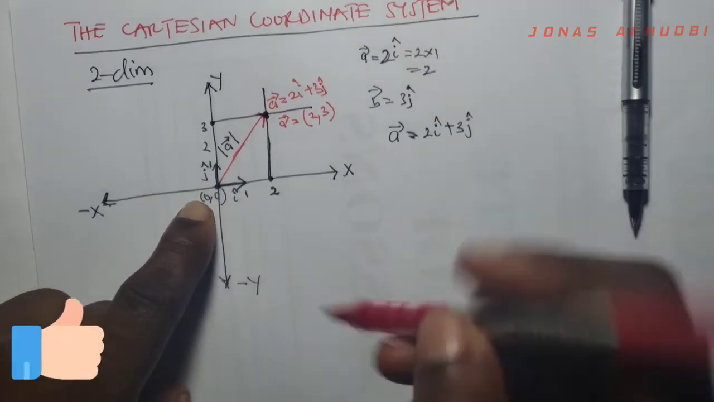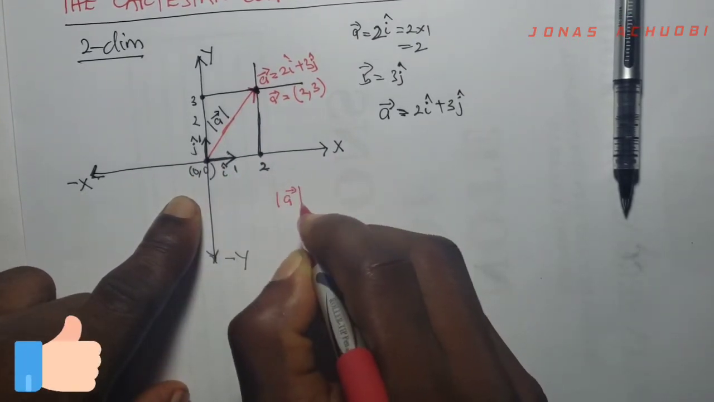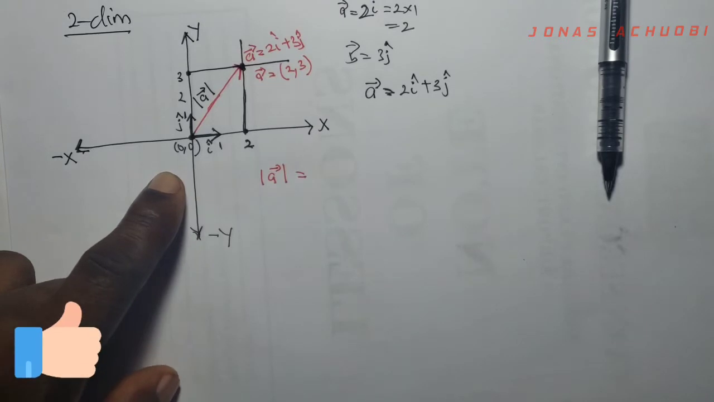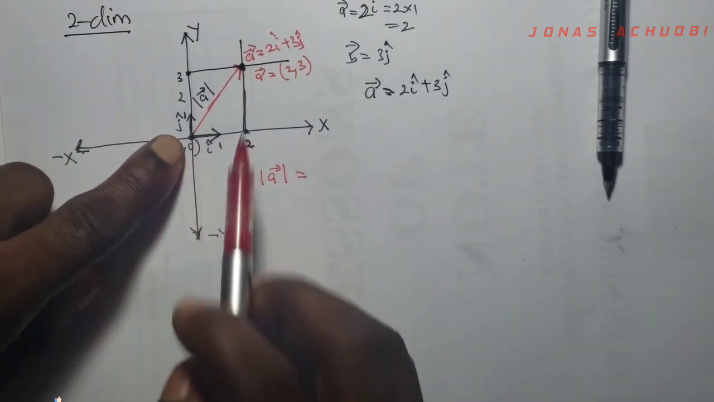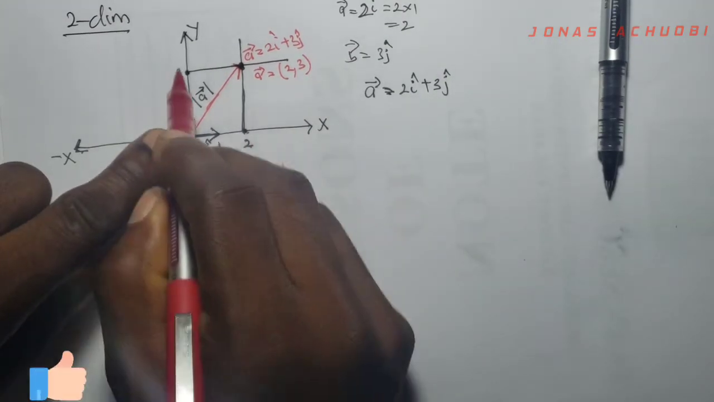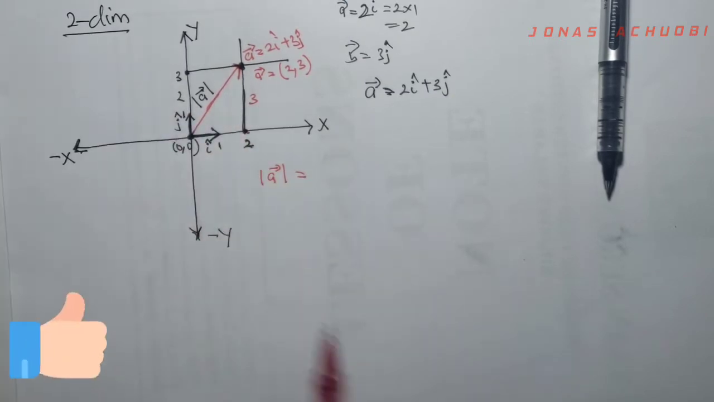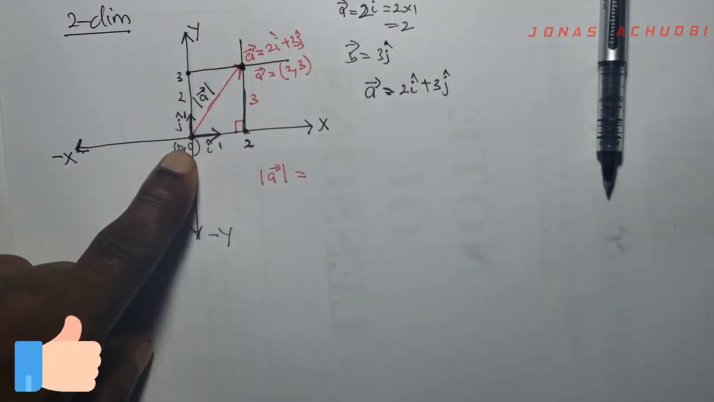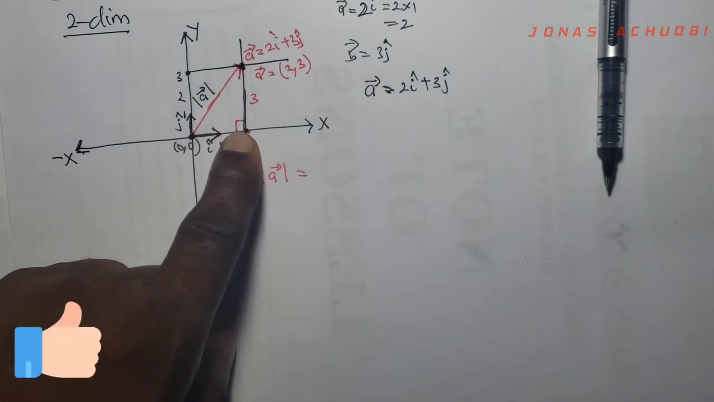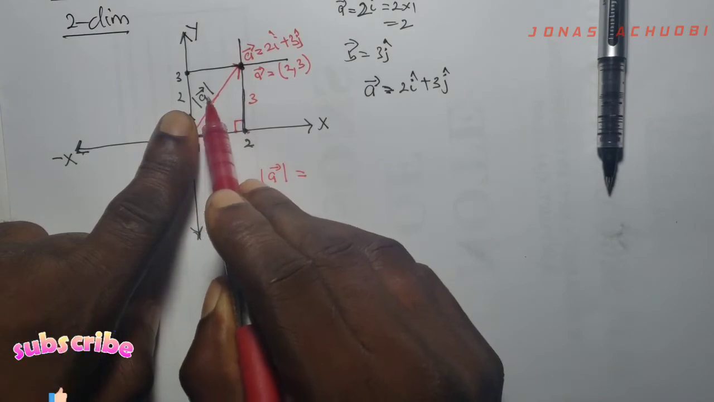So we can calculate the length of vector A, which is called the modulus or magnitude of vector A. Now what do you see? From here to here is 2 units. Is it not 2 units? From here to here is 3 units. So from here to here is also 3 units, since it is a rectangle. And this forms a right-angled triangle, with the right angle at this point.